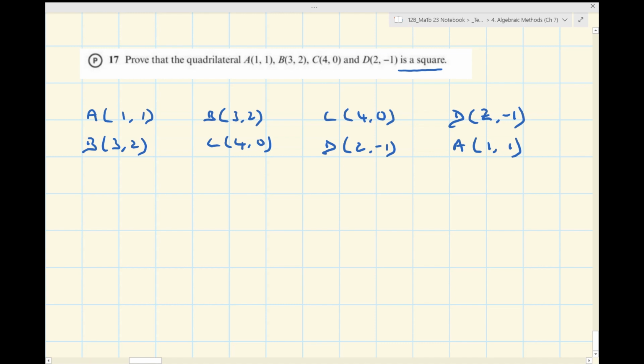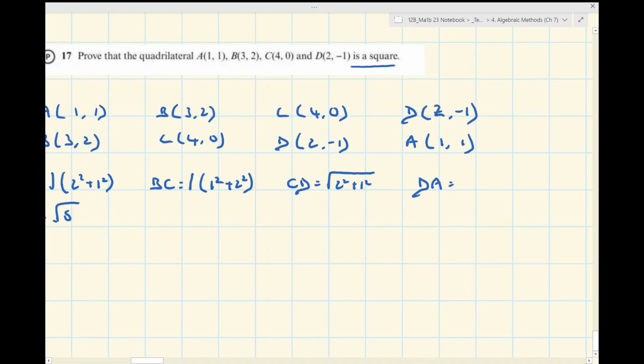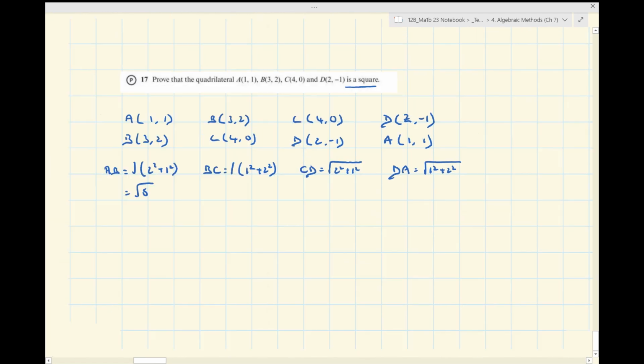Okay, so let's have a look first of all at the length of AB. So AB here will be the square root of 2 squared plus 1 squared, which is the square root of 5. BC is the square root of 1 squared plus 2 squared. There we go. Good. CD is the square root of 2 squared plus 1 squared. Good. And DA is the square root of, and again, 1 squared plus 2 squared. Good. So they all have the same length.